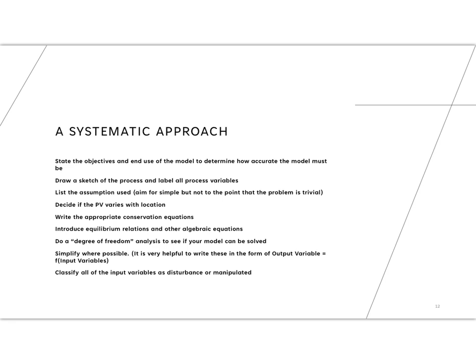And then next, I really strongly recommend draw a sketch of your process and label all the process variables. It is so helpful to have it on paper and to be able to look at a picture. Then list the assumptions that you're using. You want to aim for something simple, but you don't want to simplify it so much that the problem is trivial, right? You can't just assume the whole problem doesn't matter. That's crazy, but you want to list the assumptions. And I find that I never get all the assumptions on my first pass. I come back and add to that list as I go.